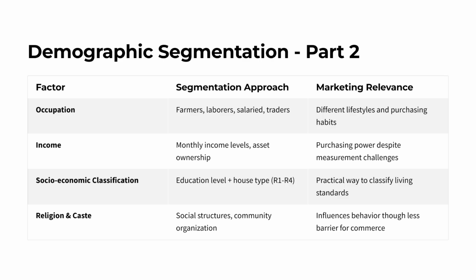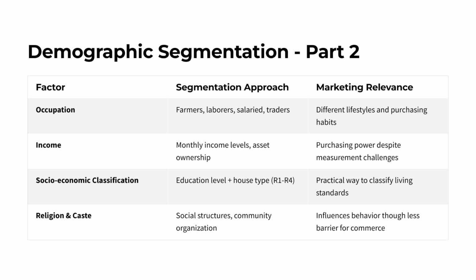Continuing with demographic factors influencing rural segmentation. Fourth is occupation. Rural population are diverse in their work. Self-employed farmers, agriculture or non-agricultural, daily wage laborers, salaried individuals, small traders, and business owners. Each group exhibits different lifestyles and purchasing habits, making occupation a practical segmentation variable.